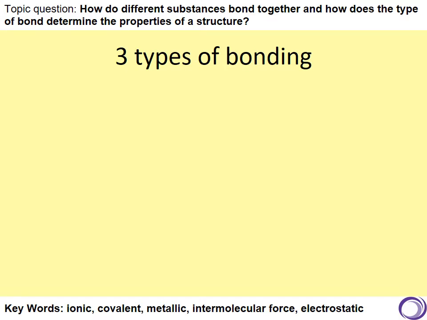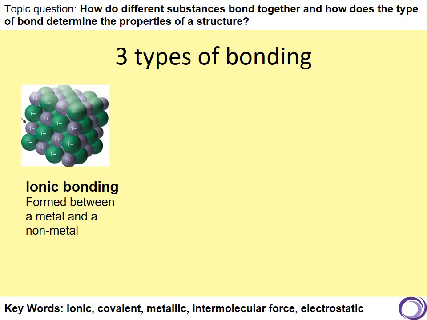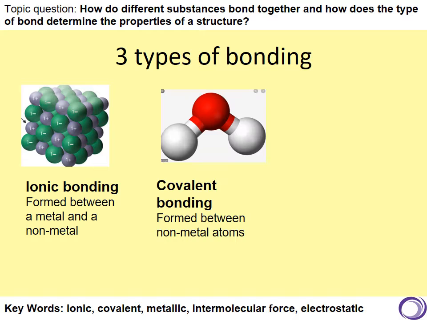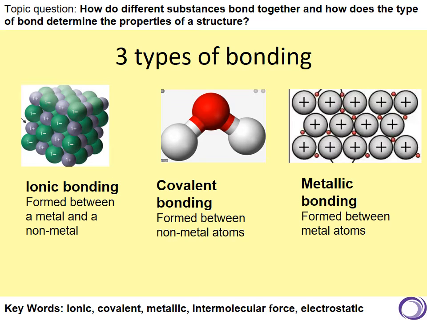In chemistry there are three types of bonding. The first is ionic bonding, which is bonds formed between a metal and a non-metal atom. Then we have covalent bonding, which is formed between non-metal atoms. And finally we have metallic bonding, which is formed between metal atoms.